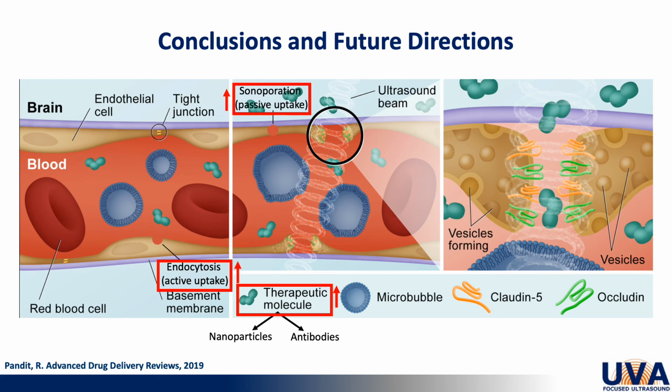So, in conclusion, we are currently developing a model to take into account the focused ultrasound opening the blood-brain barrier via the permeability opening in the endothelial lipid bilayer. So we would like to, in the future, actually start dissecting the permeability, maybe adding other mathematical terms to account for active uptake like endocytosis or passive uptake like sonoporation and the tight junctions opening.